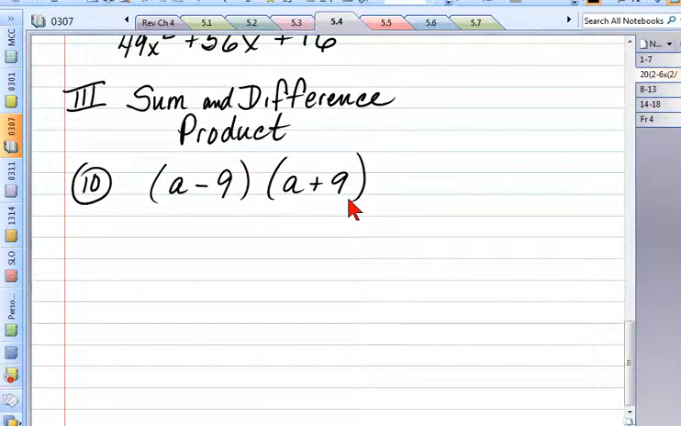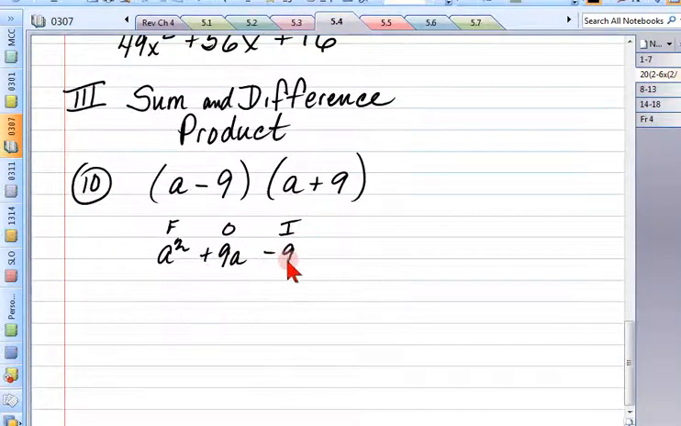First of all, is this a sum and difference product? It is a sum, it is a difference, but the terms have to be identical, one of them with plus and one of them with minus. Let's do it by FOIL one time, and then we'll realize we don't have to work so hard. What's the product of the first? a squared. What's the outer product? Positive 9a. What's the inner product? Negative 9a. And what's the product of the last? Negative 81.